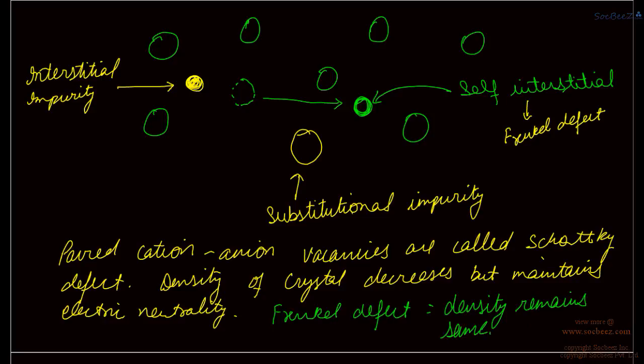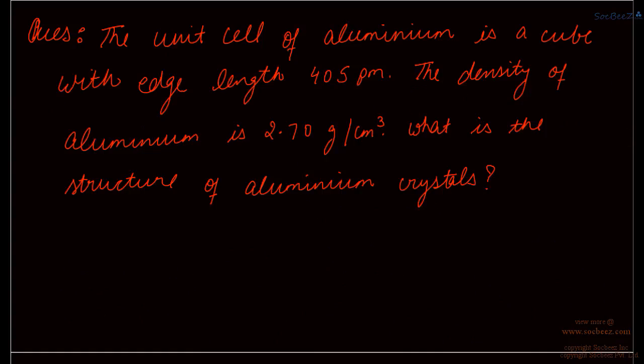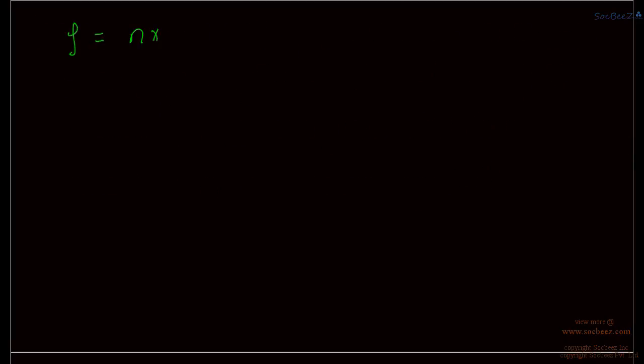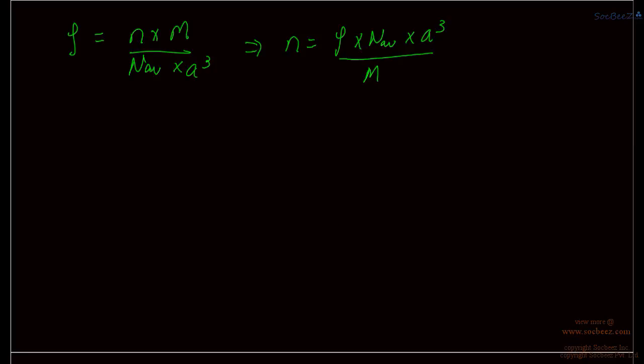Now let's discuss some of the questions here. The first question says that the unit cell of aluminium is a cube with edge length 405 picometer. The density of aluminium is 2.70 gram per centimeter cube. What is the structure of aluminium crystals? Since we know that density equals N into M upon Avogadro number into a cubed, therefore N equals rho, that is density, into Avogadro number into a cubed upon molecular weight.